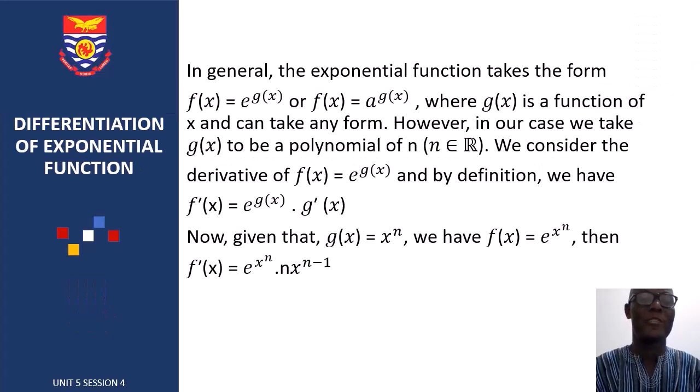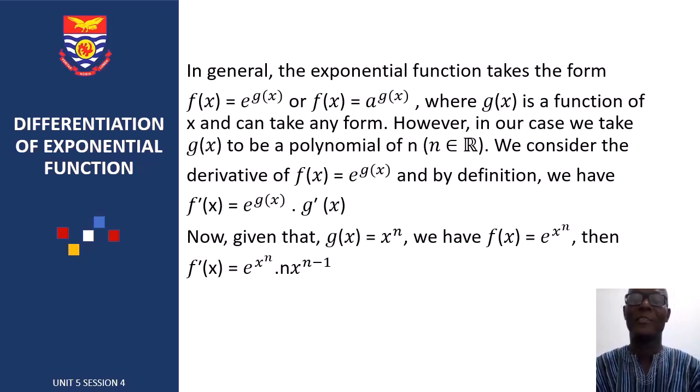Differentiation of exponential function. Exponential functions always take the form e exponent g of x, or f of x equals a exponent g of x. Now the g of x, or the exponent, is a function of x which is differentiable. The g of x can take any form, but in our case we limit ourselves to polynomial functions.